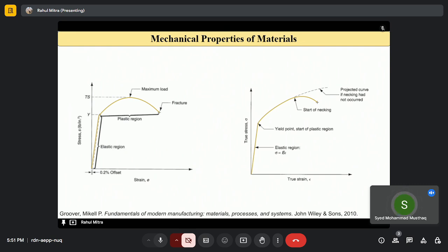So let's come to the engineering stress strain diagram. This one is engineering stress strain, and this one is the true stress strain diagram. In both, the experiments are the same, but the data collected and plotted will be different. We know the stress relation is load upon area, and this area for engineering stress strain is the initial area, and for the true stress strain, sigma dash is load by the instantaneous area.